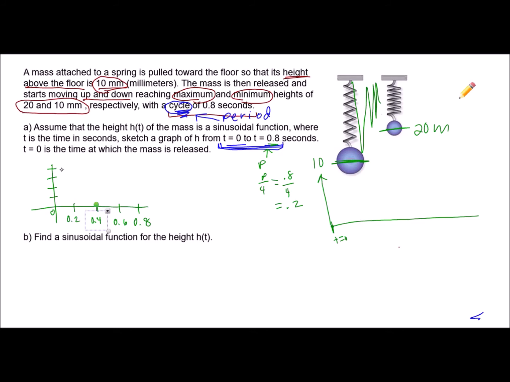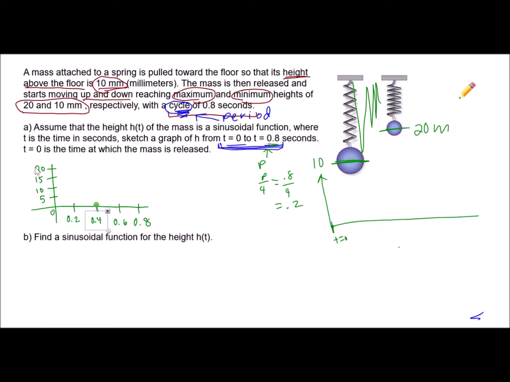Then we've got to count up here. Now it says the highest it goes is 20. The lowest it goes is 10, but I'm going to count in 5s, 5, 10, 15, 20, right? So 5, 10, 15, and 20.